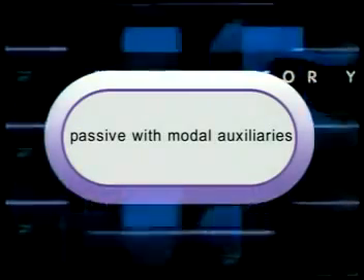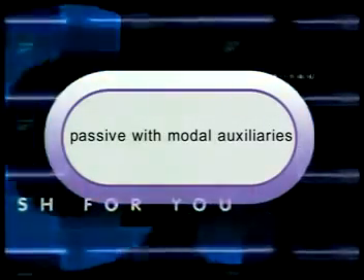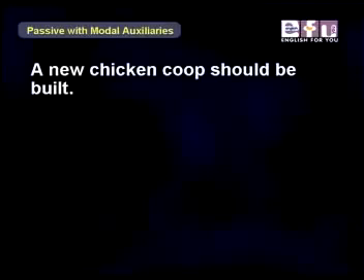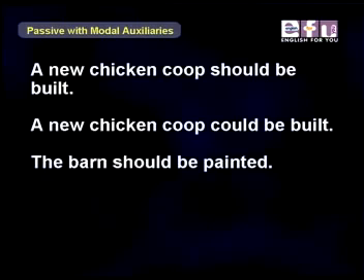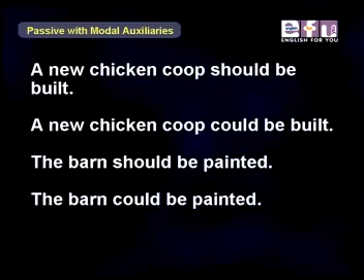Passive with modal auxiliaries. Let's look at some modal auxiliaries using the passive voice. Take a look at these sentences on your screen. A new chicken coop should be built. A new chicken coop could be built. The barn should be painted. The barn could be painted.